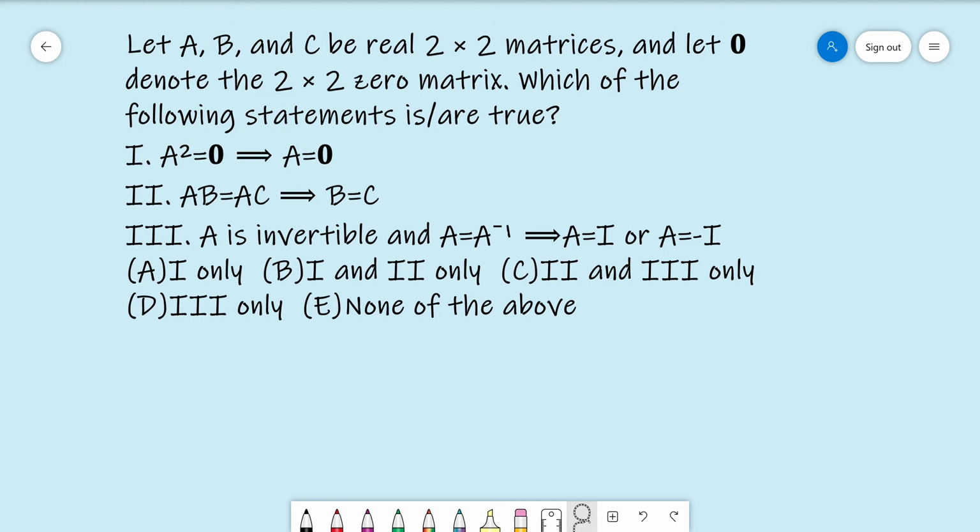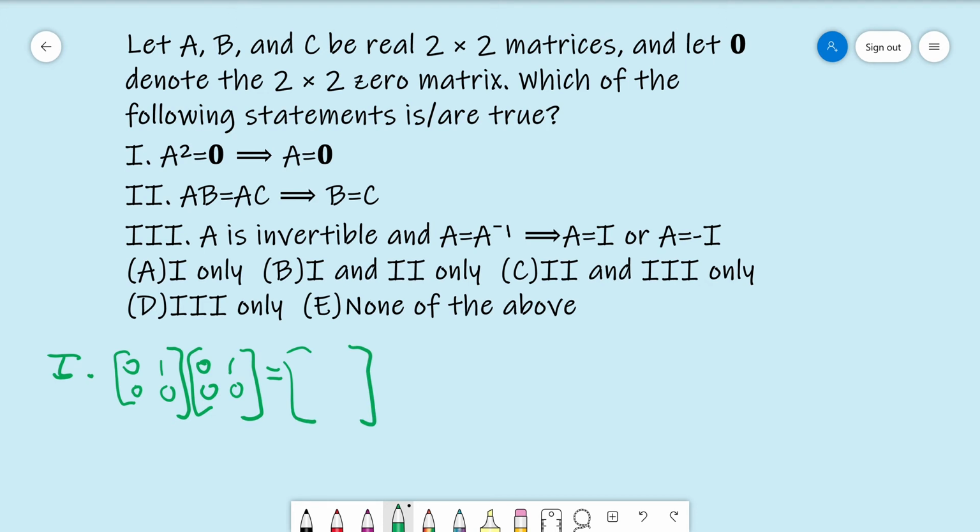And so for the first property, A squared equals 0 implies A equals 0. Well, that's true for just regular numbers, but with matrices, this is always a good matrix to have handy to try things out on: 0, 1, 0, 0. If you multiply it by itself, if you square it, well, that's just going to be the zero matrix. 0 times 0, 0 times 1, 1 times 0, it's all 0. So we know that A squared equals 0, but obviously A is not 0, so this cannot be true.